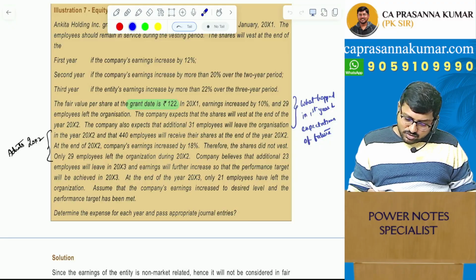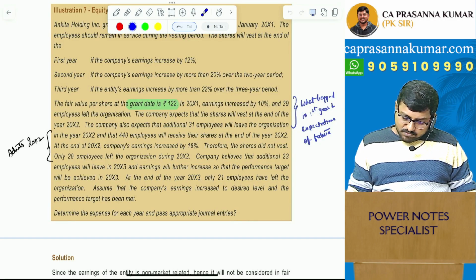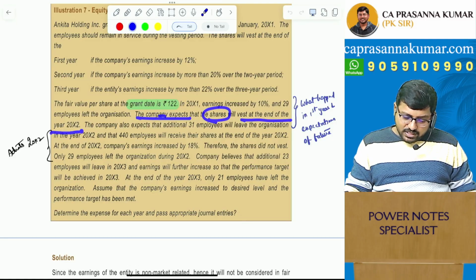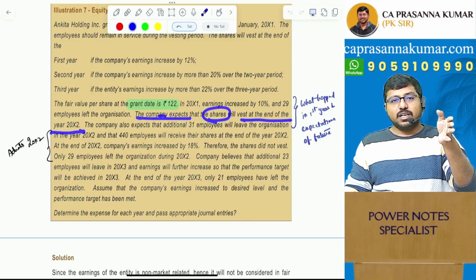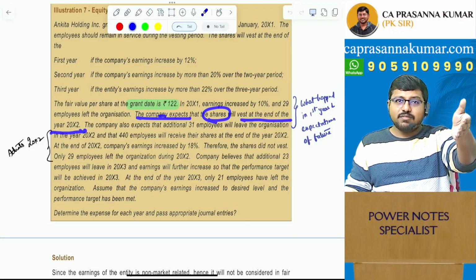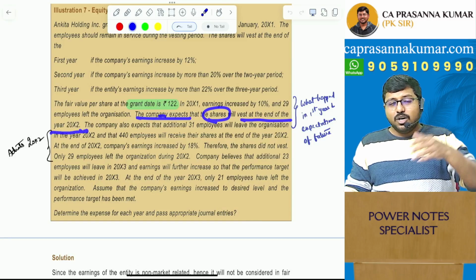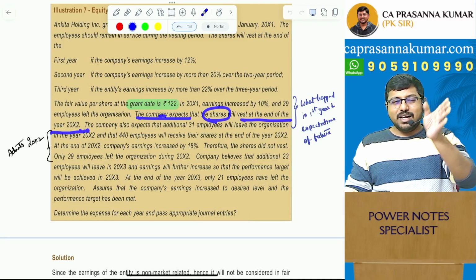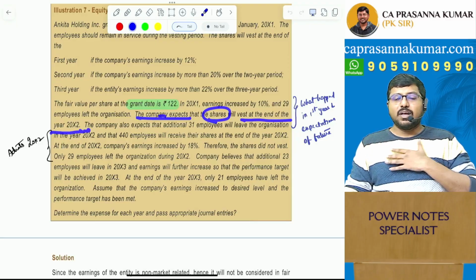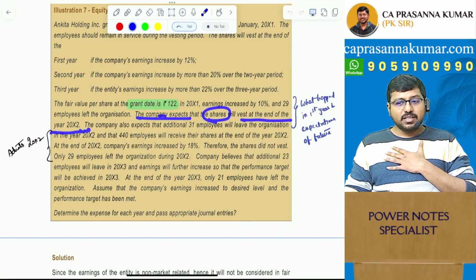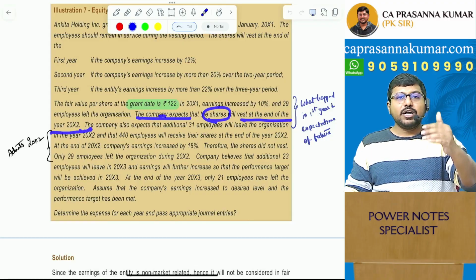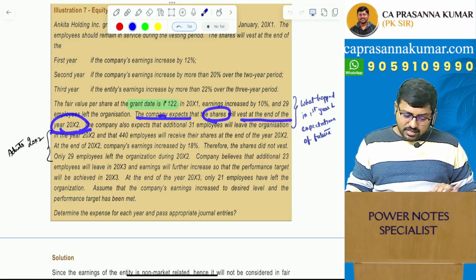You look at the sentence over here. The company expects that the shares will vest at the end of year 20x2, which means standing at the end of first year, we are anticipating that next year itself the options are going to get vested. You understand the point? So as of now, what is my thought process? In reality, what has happened? That is a later period of time. As of now, when I'm standing at the end of year 1, I'm anticipating that my options will get vested at the end of year 2. It is clearly given in the question.